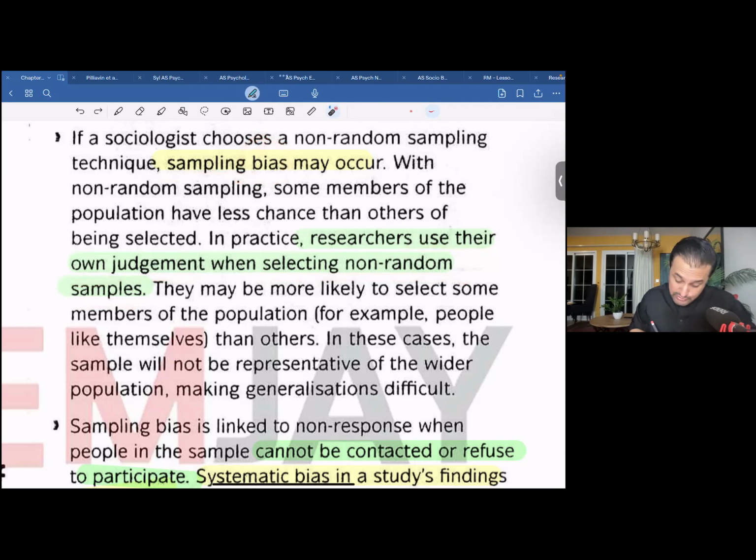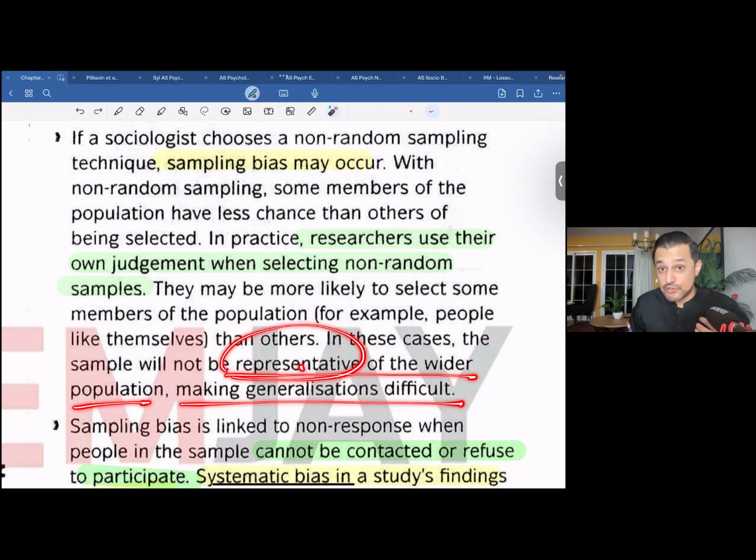They may be more likely to select someone from the population, for example, people like themselves, than others. In these cases, the sample will not be representative of the wider population, making generalizations difficult. Remember, your sample needs to be representative of the target population for your findings to be generalizable. I'll repeat: when you're choosing your sample from the target population, your sample needs to represent the target population well. If your sample is not representing the target population well, then the findings or the results of the research might not be generalizable to the wider population.